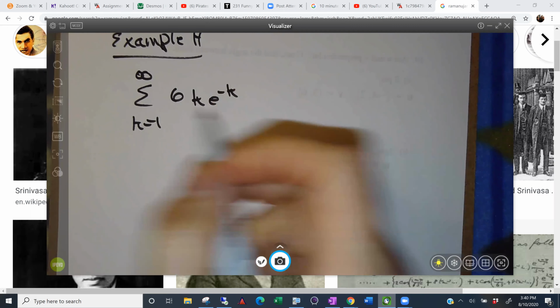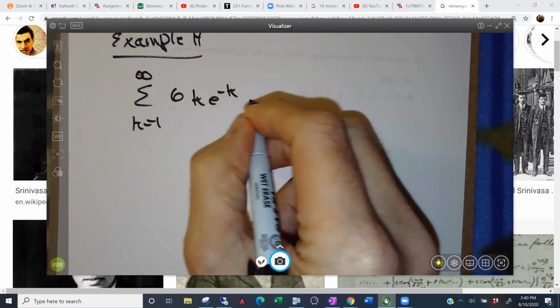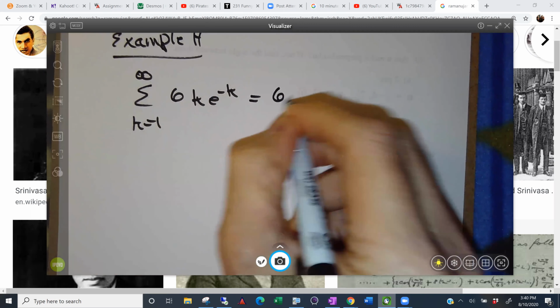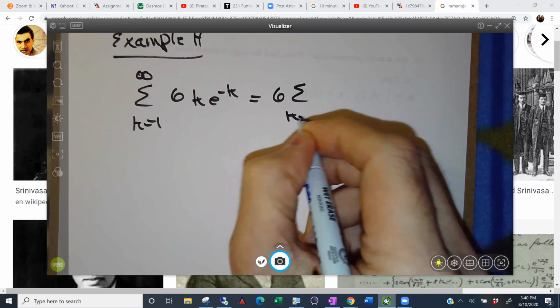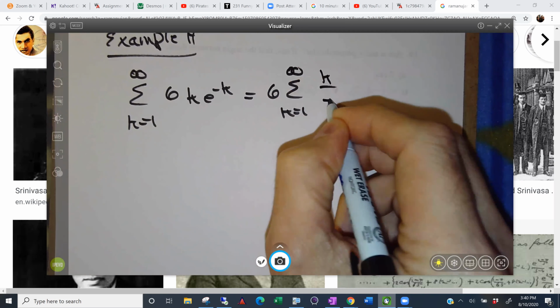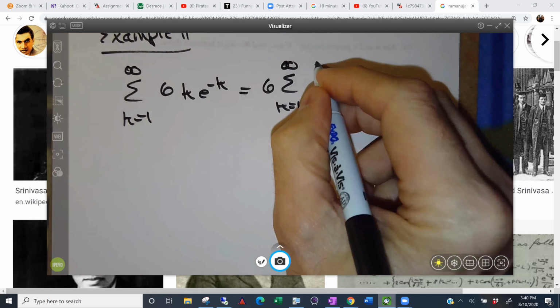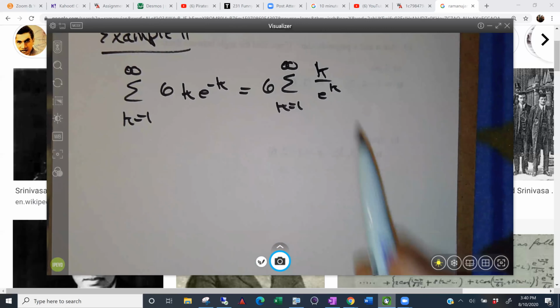So the root test doesn't work for everything. That's fine. You can rewrite it. You can take the 6 out in front, k equals 1 to infinity, and maybe it's helpful to write this as k over e to the k. Can anyone think of a different test that I can use that could help me show the convergence or divergence of that series?